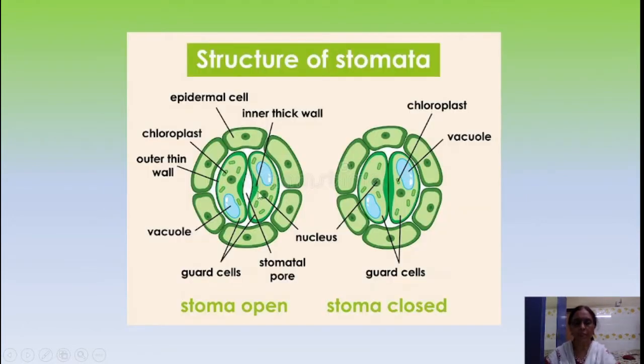Now the stomata are surrounded by epidermal cells. The immediate epidermal cells are very important cells. They are called subsidiary cells. These subsidiary cells help in the movement of water to and from the guard cells. The guard cells contain nucleus and chloroplasts, whereas the subsidiary cells and the other epidermal cells do not contain chloroplasts.